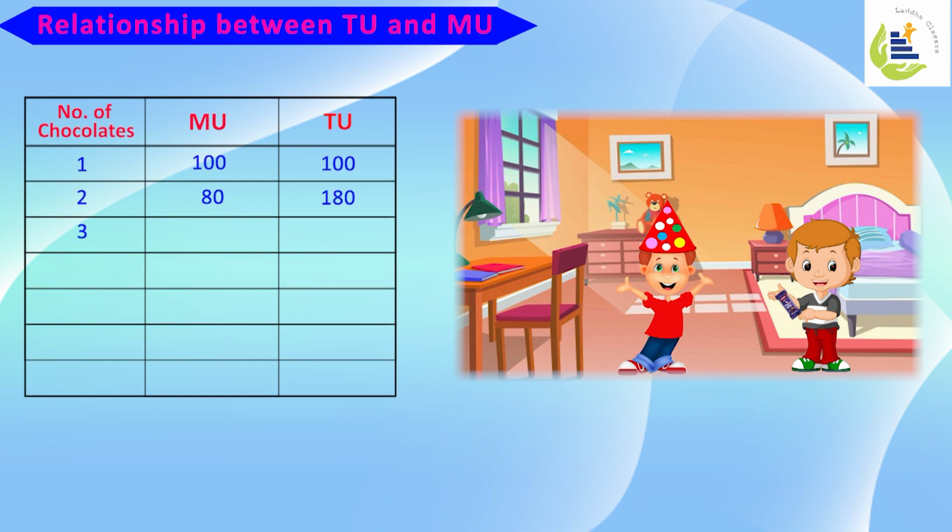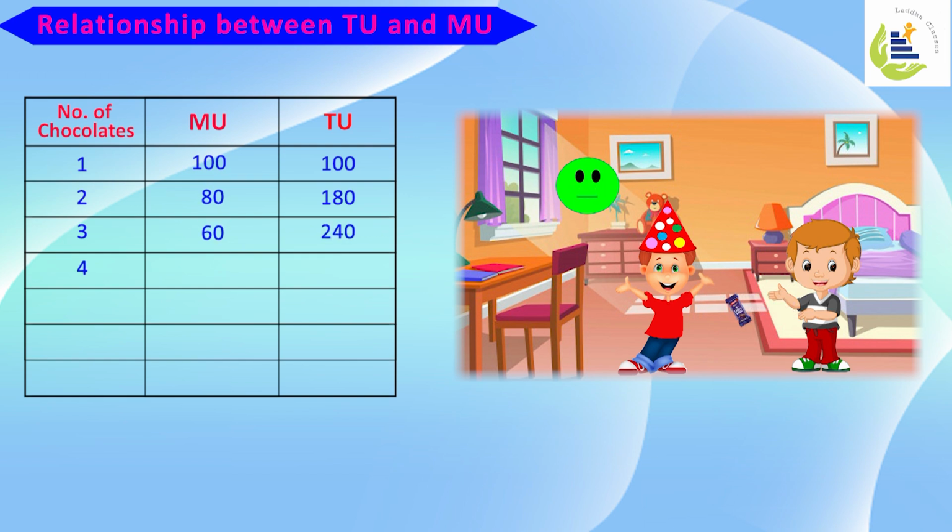With the third, again the satisfaction level has increased, so the intensity of want reduced and the marginal utility added by the third chocolate reduced. It became only 60 units. So total utility became 100 plus 80 plus 60, 240 units.